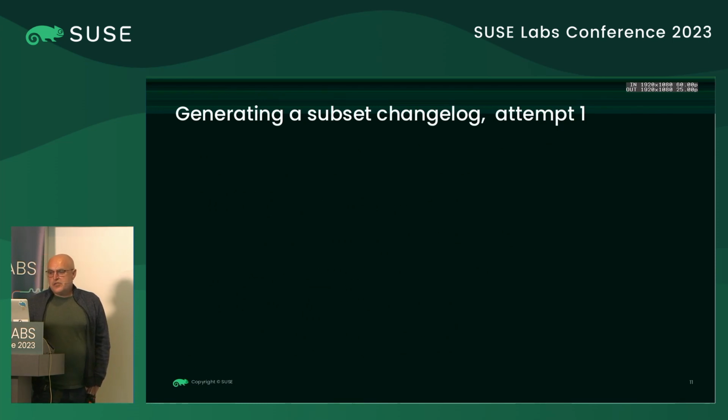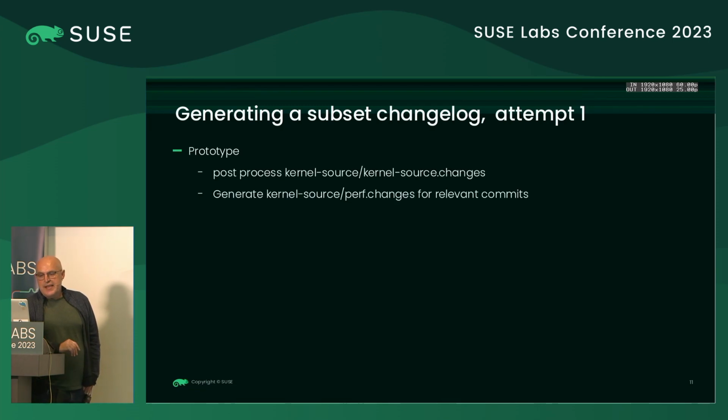So the issue really is making perf a sub-package in kernel source is not a particularly big deal, but generating a changelog is where I've run into the difficulties. So my first attempt, so I mentioned we have this thing called scripts.tar.sh, and that basically takes our git tree, which is a tree of patches, runs the git rev-list on that, and produces this file called kernel-source.changes, which is our changelog. And so my goal was to post-process that into a kernel-source-perf.changes.